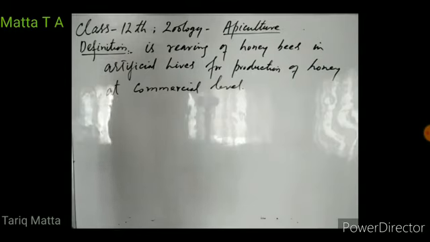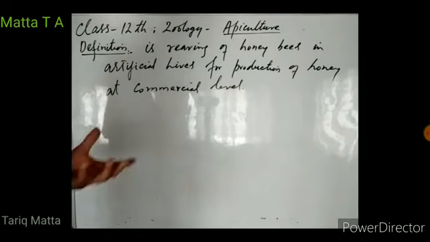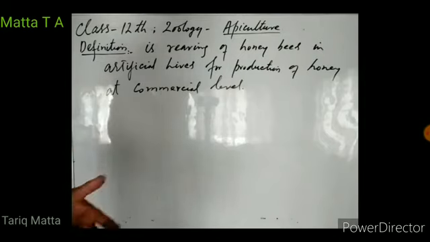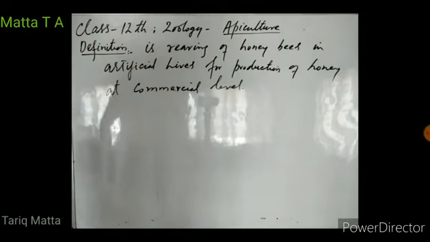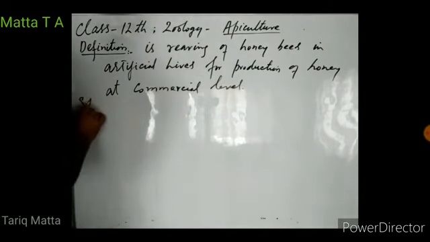So for apiculture, we need a species of the honeybee. There are different species of honeybees which give different yields. So first we will have a look at what are the different species of honeybees and what is their yield. Then we will select a specific species.